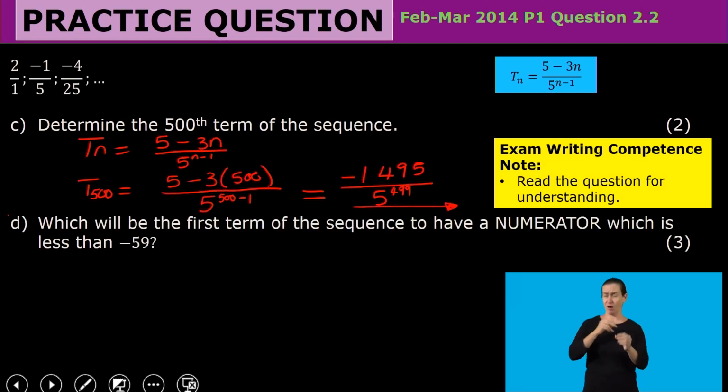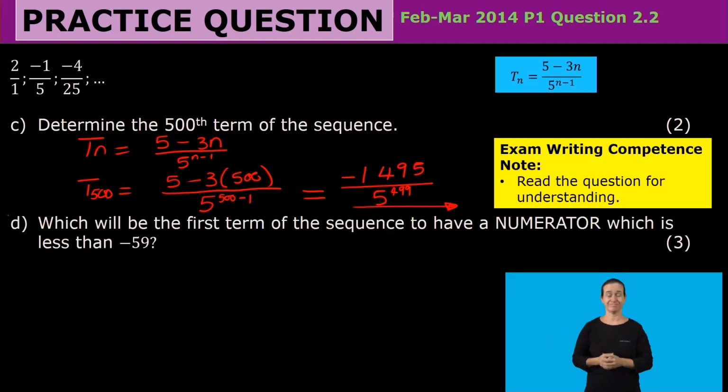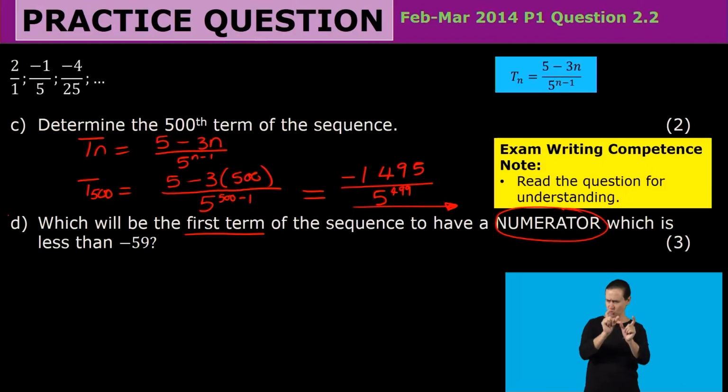Let's look at the next question. It says, which will be the first term of the sequence to have a numerator which is less than negative 59? So the question is focusing on the numerator, which means that's exactly what we are going to do. We are going to focus on the general term of the numerator. So which is the first term? We are being asked for n. So which is the first term to be less than negative 59?